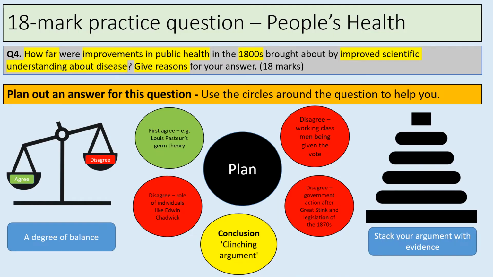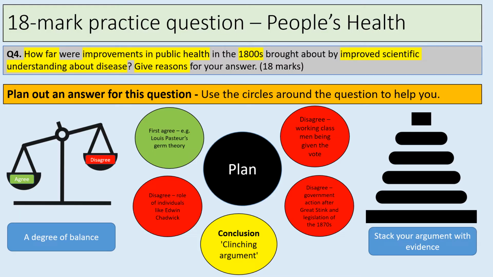Okay, so this is the 18 mark practice question. We're just going to have a look at some ideas for this one. What I've done is I've color-coded this to show that I'm only going to give one factor to agree, which is going to be around Louis Pasteur's germ theory. But there's so much to write about in this question that I don't need to write about absolutely everything. So, for example, I could have written about John Snow and the Broad Street cholera epidemic as an example of scientific understanding as well. I haven't chosen to do that, but equally you could, and that could be a second agree.